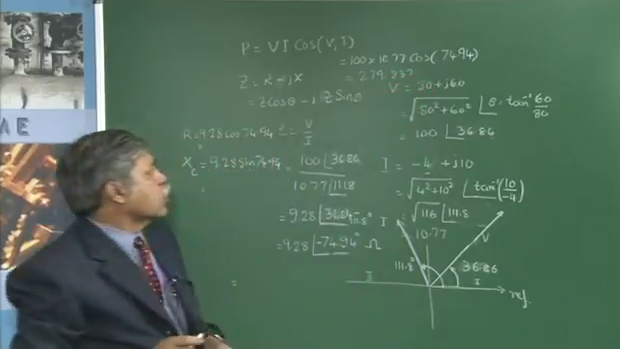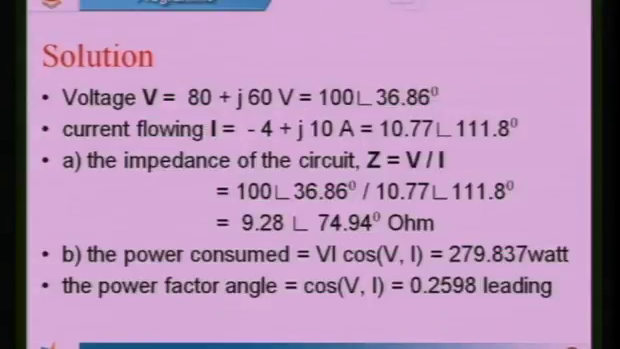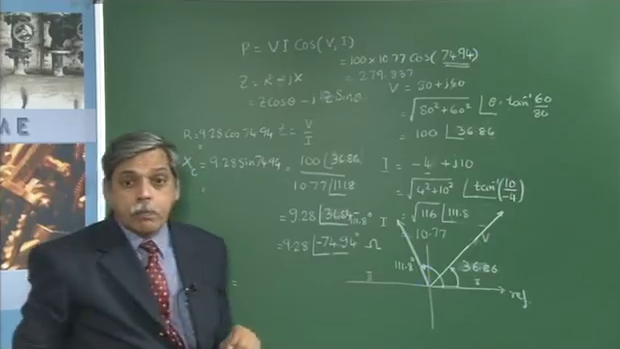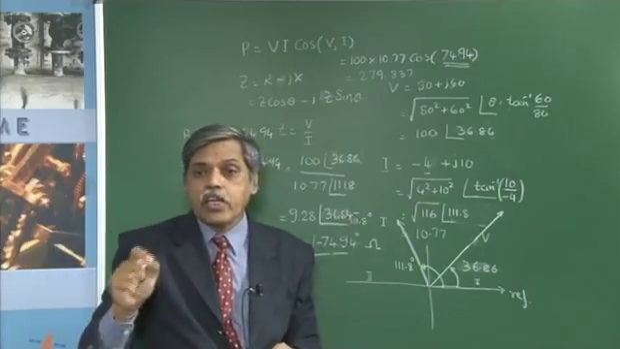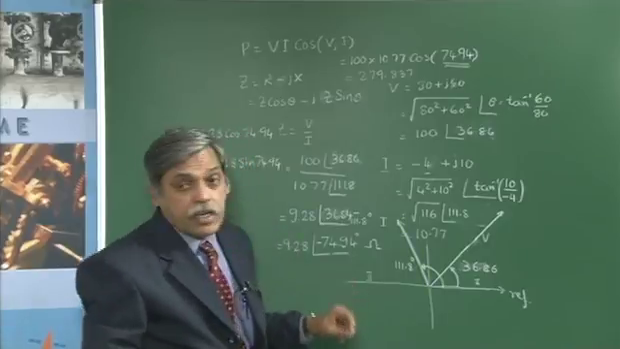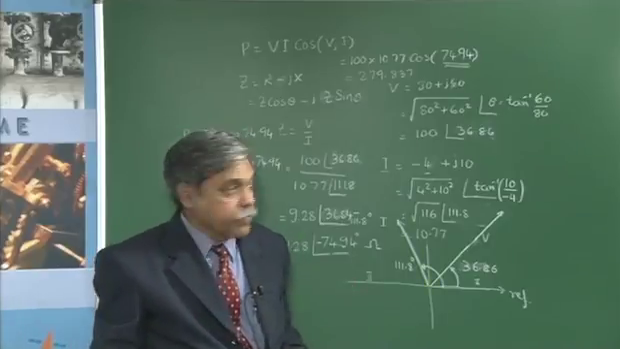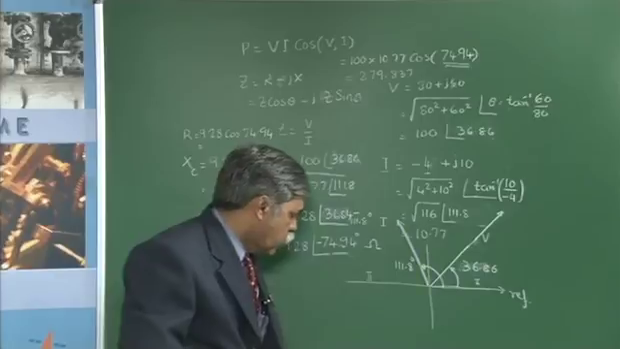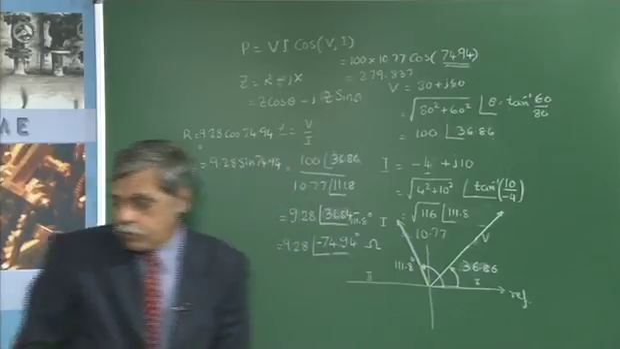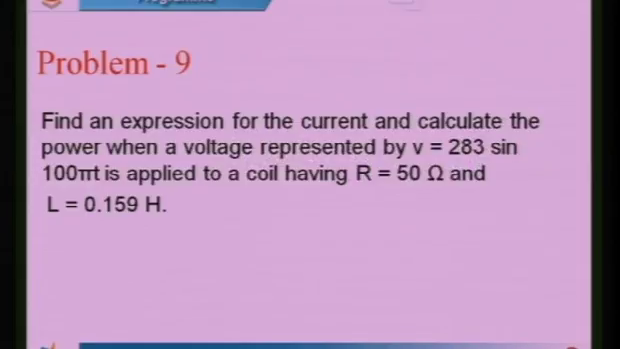So you can see that 279.837 watts. So the power factor angle, if you try to calculate, the power factor angle is the angle that you have here, 74.94. The power factor will be cosine of that angle. So what I will be getting is 0.2598. Okay. So this is the solution for this particular problem.